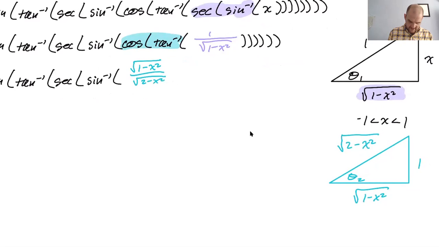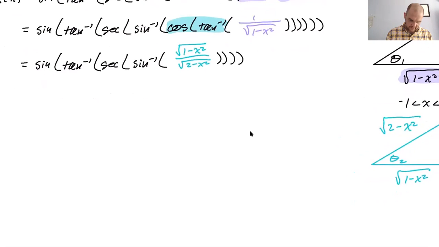So this is not going to change our domain because domains can't get bigger, right? And radical 2 minus x squared is -√2 to √2, but we're already stuck between -1 and 1. So we're still fine. So I lost 2 more of these closing parentheses. So let's put this here, and we're going to go again. So we're going to deal with this part.